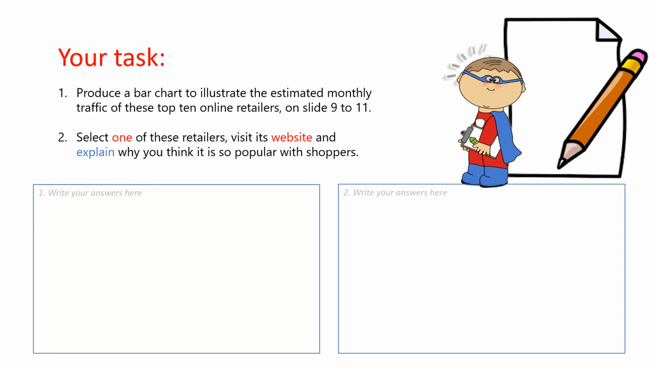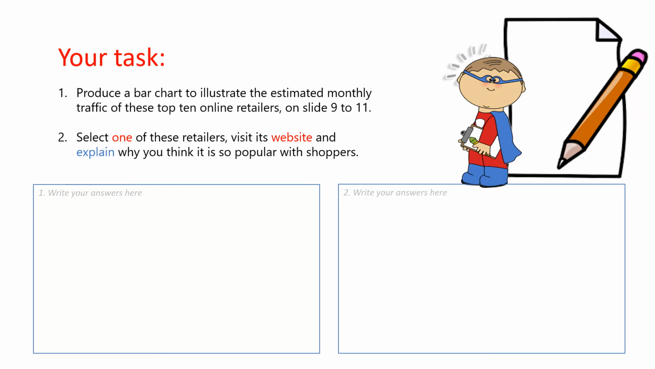Your task. You've looked at the top 10 retailers on slides 9, 10 and 11. Your job is to now produce a bar chart to illustrate the estimated monthly traffic of these top 10 online retailers. So that means you can draw it, you can do it on Excel. Whatever you need to do, you can take a photo or copy and paste it into the space below.